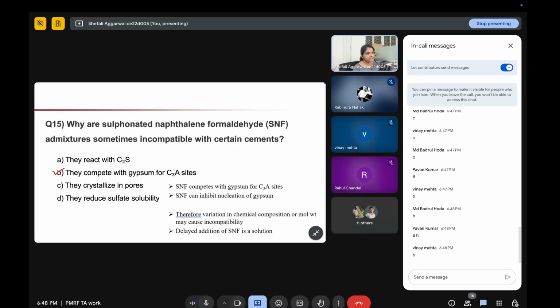When we are adding SNF type of admixture, if you remember, we have talked about our hydration curve. So what will happen? It will react with the C3A and then you will have unhydrated gypsum in your concrete system. So that's why, if we have to add SNF, we usually add it after some time, after initial hydration of your cement paste. So that's why we have delayed addition of SNF in a solution.